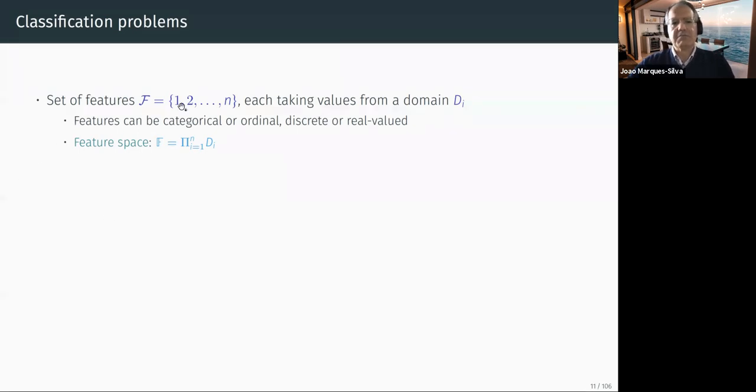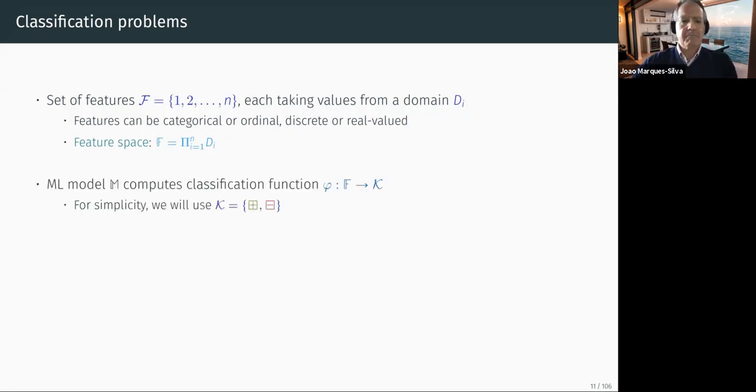We have a set of features, just numbers, and each feature takes values from some domain D_i. And when we have restrictions, we will mention them. Features in general can be categorical or ordinal, discrete or real-valued. And given the features, we can define the feature space, which is the Cartesian product of the different domains.